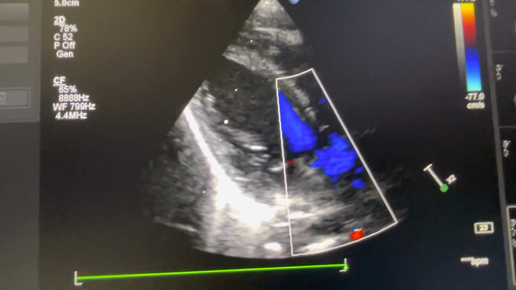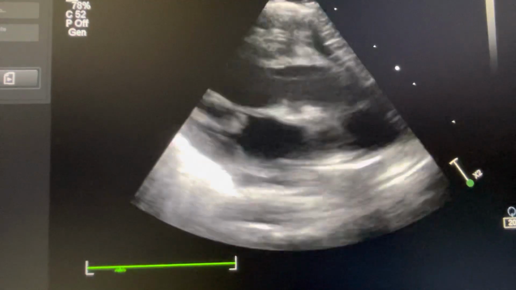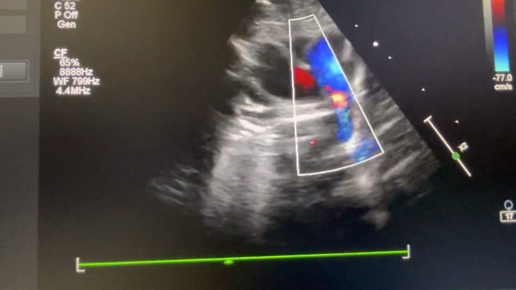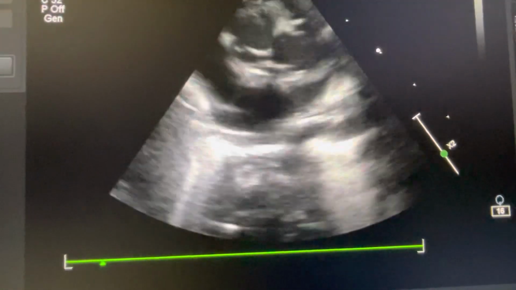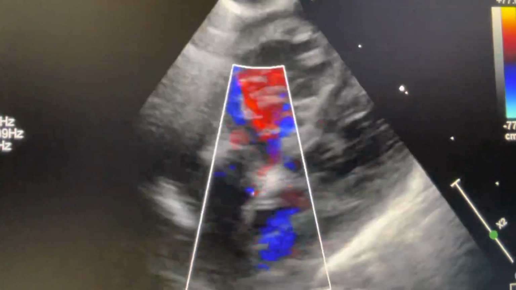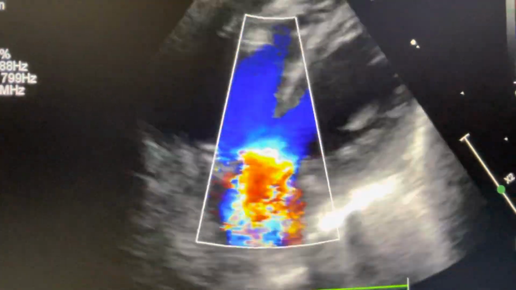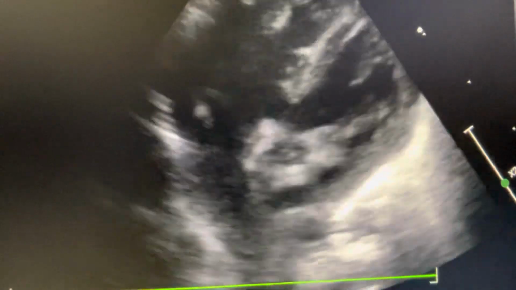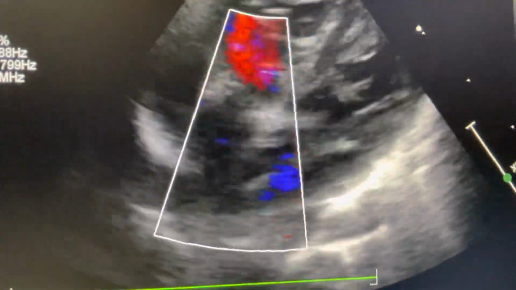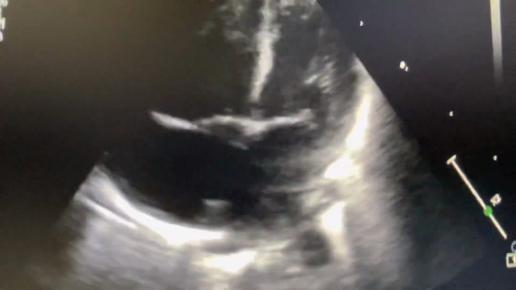That is a total the case of d-transposition of great arteries. Just revising: D-shaped left ventricle, pulmonary artery rising from left ventricle going downwards. Same thing. PDA with bidirectional flow. Both pulmonary artery and aorta at the same level. You can see both in longitudinal direction, long axis in the same plane. ASD, the four-chamber view.